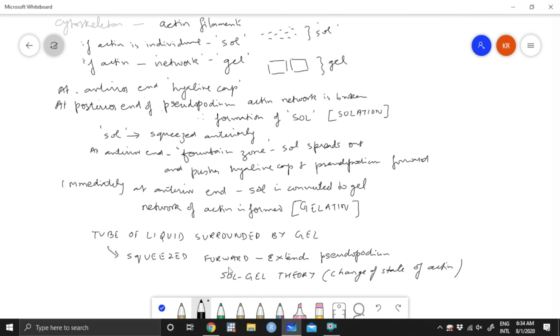So this is how pseudopodium moves, and the same principle is used for movement of other cells also. For example, even in a human being, that is how macrophages also tend to move, by change of state of actin, how they spread on a surface.